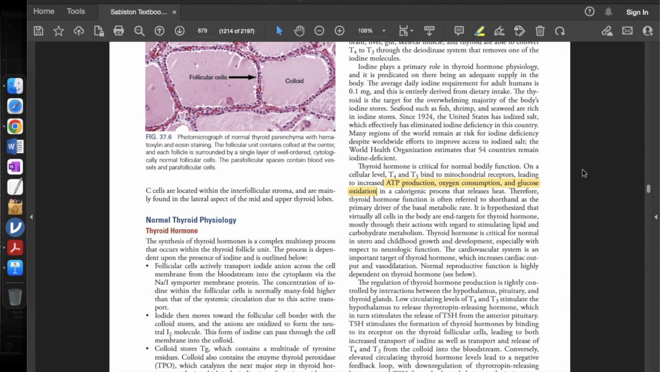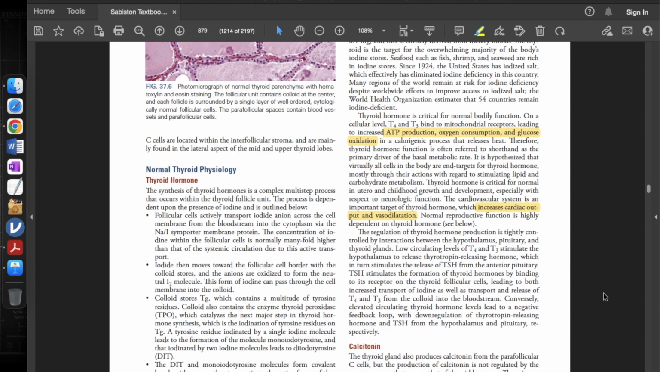Thyroid hormone is critical for normal in utero and childhood growth and development, especially with respect to neurologic function. The cardiovascular system is an important target of thyroid hormone, which increases cardiac output and vasodilatation. Normal reproductive function is highly dependent on thyroid hormone.